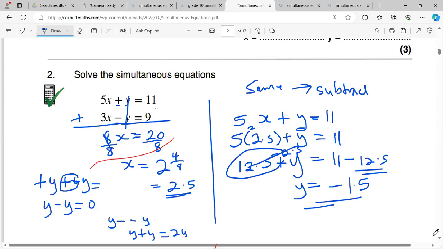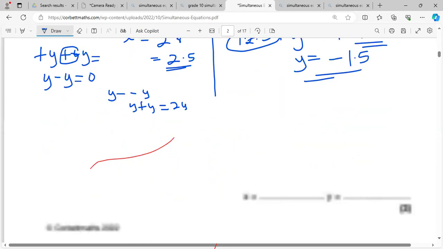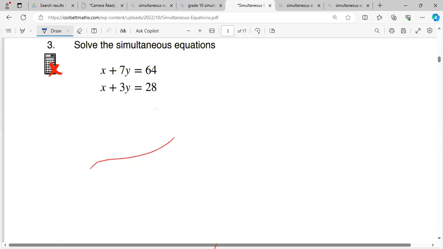All right. Let's see if we can match up our next one, guys. Let's see if we can do at least 5. All right, so this one says 7x plus 7y equals 64, and x plus 3y equals 28. Match up and then we go through it together, all right?